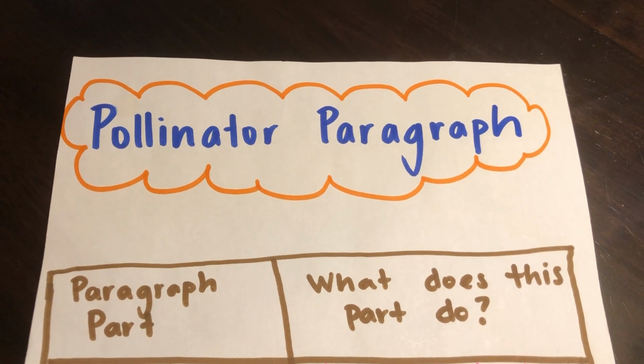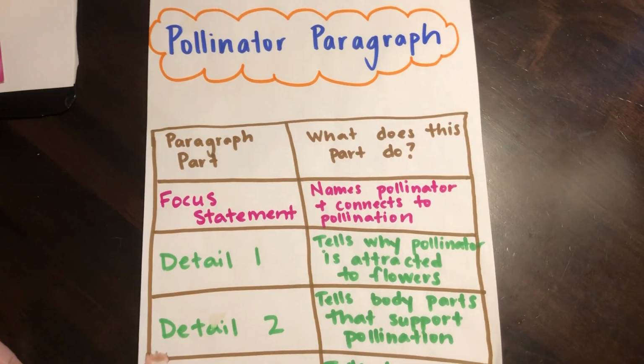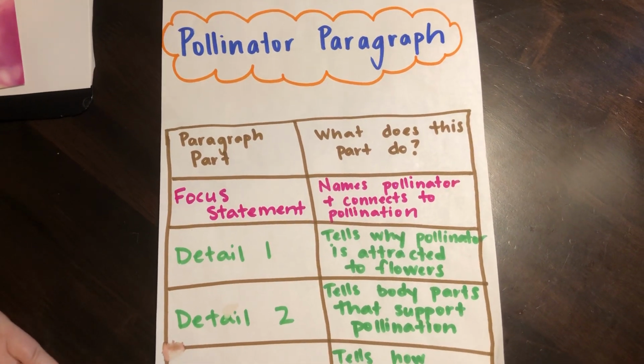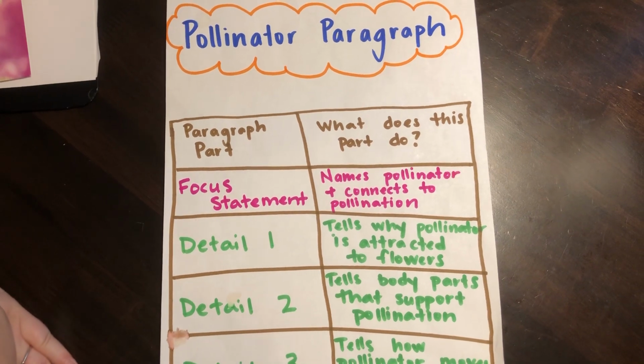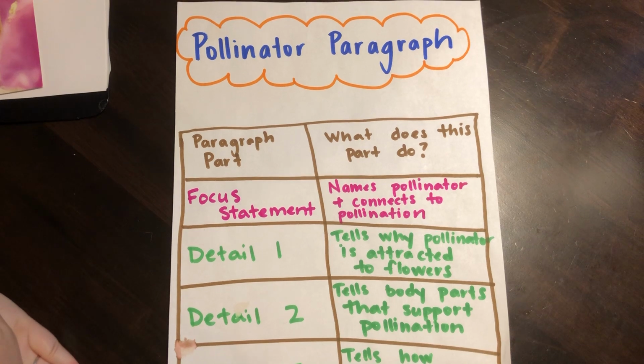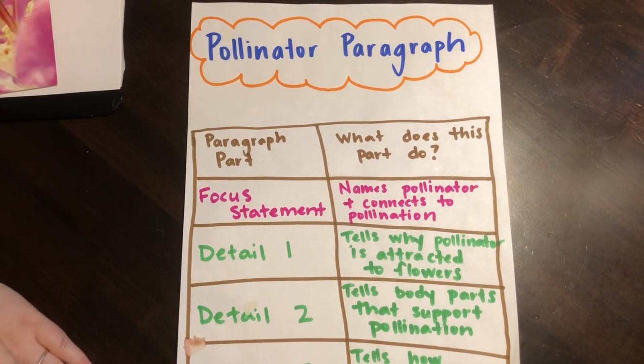Last time we wrote about bees, and today we're going to learn about some other pollinators that help us enjoy the plants, fruits, flowers, and vegetables that we so enjoy. Before we get back into our text, let's take a look at the different parts of our pollinator paragraph so we know what information to look for as we read.